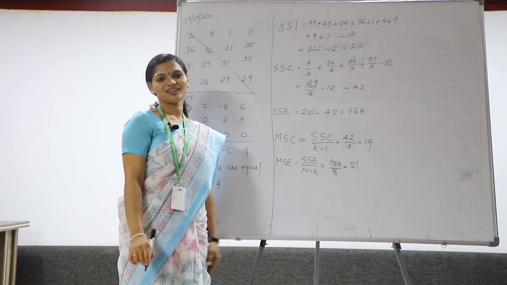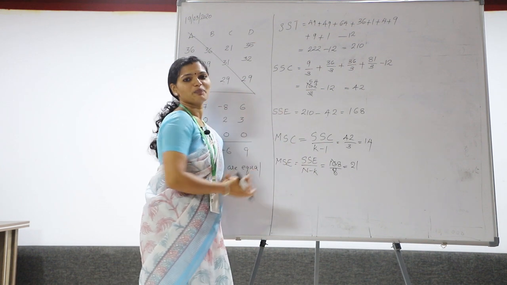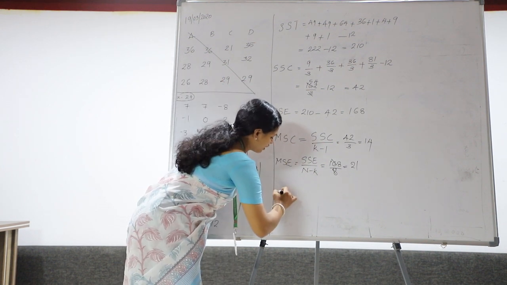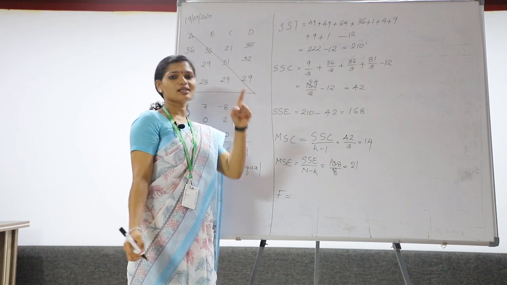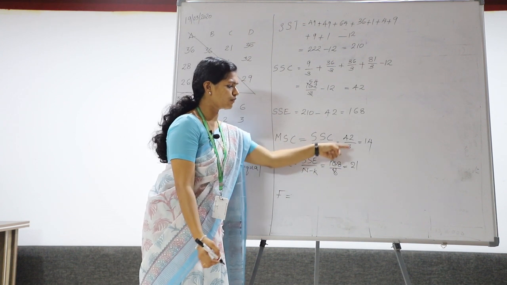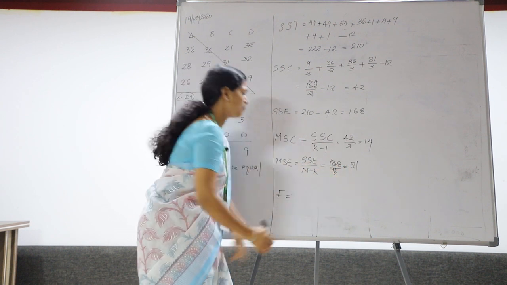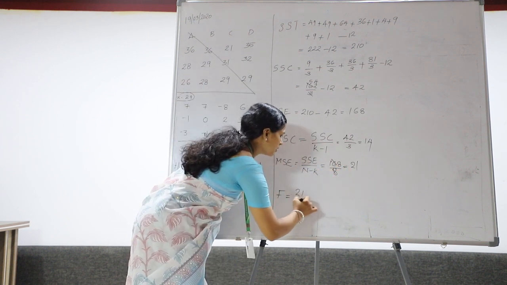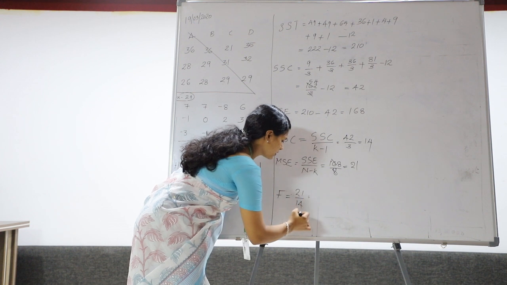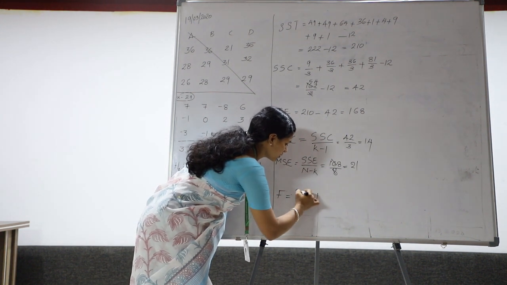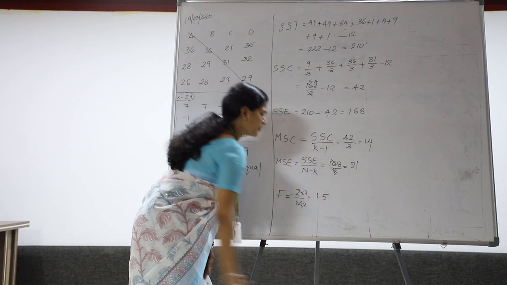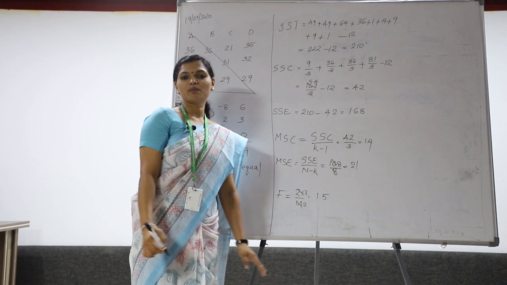Next we can find the F ratio. We have done all this to compute the test statistic. So here we have the F ratio. F is equal to MSC by MSE, greater in the numerator. Check the two numbers, 14 and 21. 21 is the bigger number. So 21 divided by 14. Thus you can cancel with 7. So you will get 3 by 2, that is 1.5. So we have the F ratio 1.5.